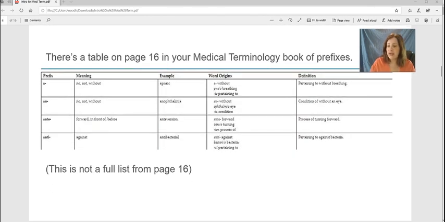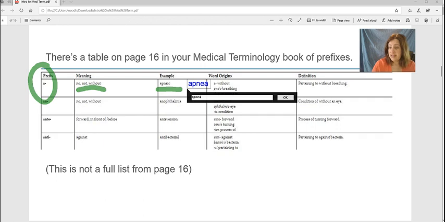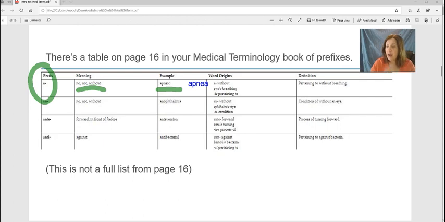Page 16 in your medical terminology book has a whole list of prefixes. This is a quick snapshot. This is not the full list from page 16. So it tells you that aphakia that I just was using as an example, there's your A. Just like I said, it means without. It also means no and not. The word they are giving as an example is apneic. You might have heard of sleep apnea that someone has. Apneic means without breathing. So sleep apnea means without breath.